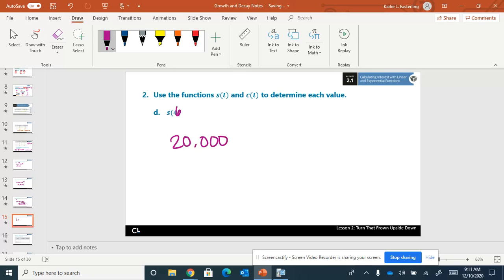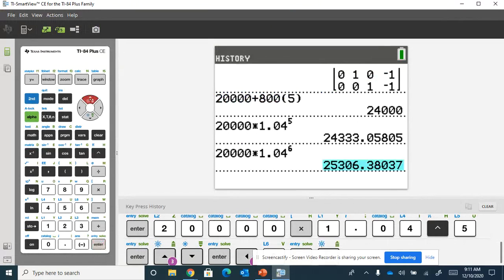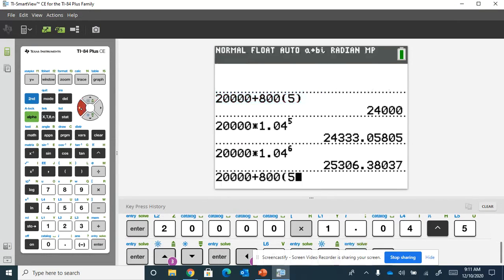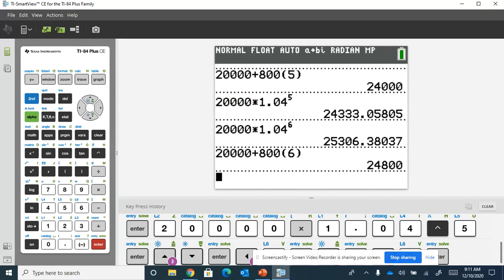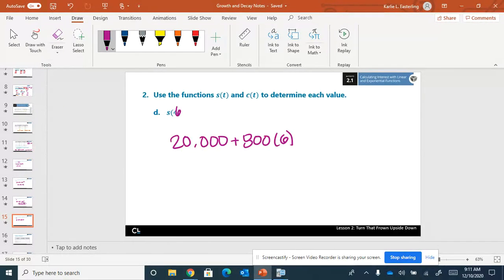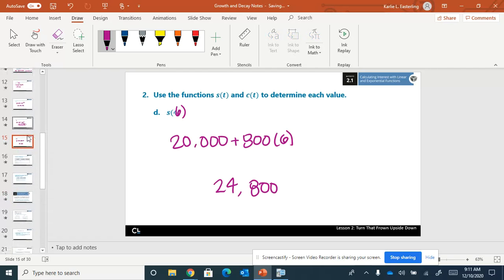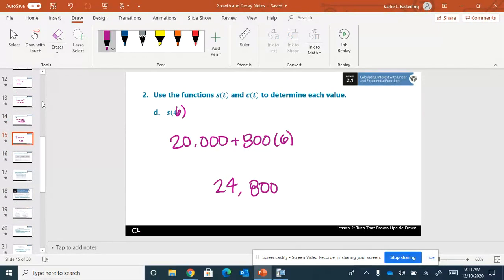So this was the linear one again. So plus 800 times 6. I have to type it in my calculator too, so let's do it together. Actually, I'm just going to click up and click over 6. $24,800. All right, so pretty much with these, you're just plugging in those values to figure out how much money you would have after 6 years, I believe is what we were looking at. Yes, 6 years. Our time was in years.